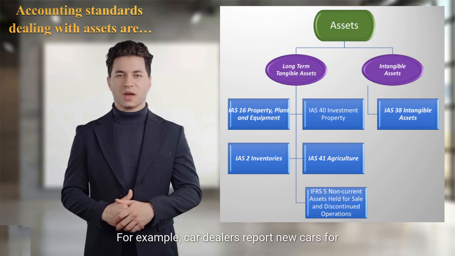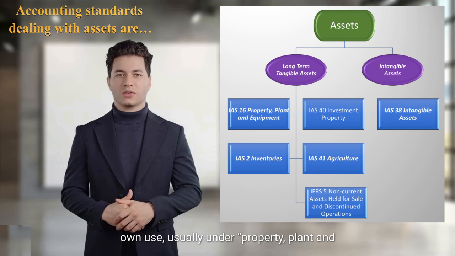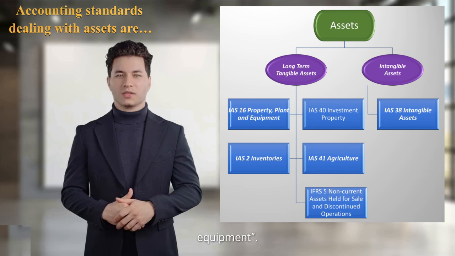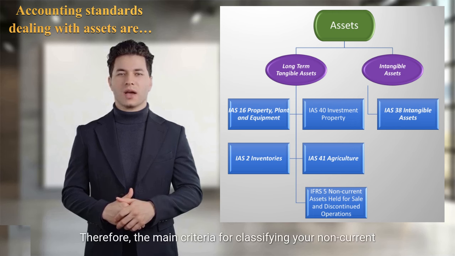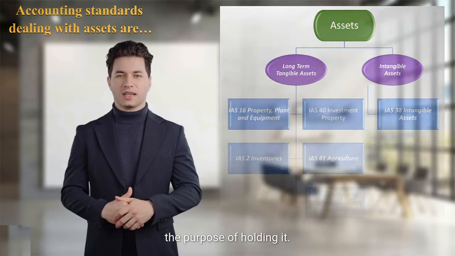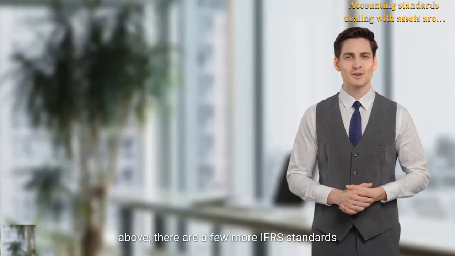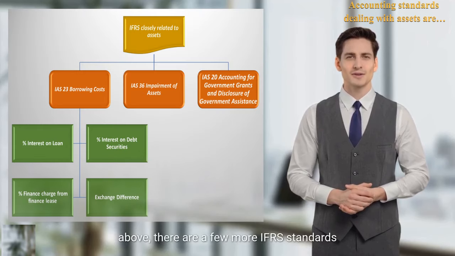For example, car dealers report new cars for resale under inventories, and cars for their own use, usually under property, plant and equipment. Therefore, the main criterion for classifying your non-current assets and picking the right IFRS standard is the purpose of holding it.